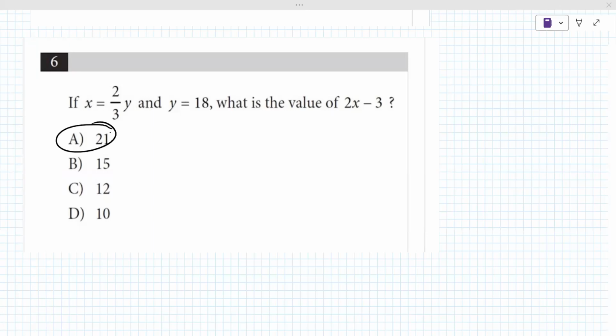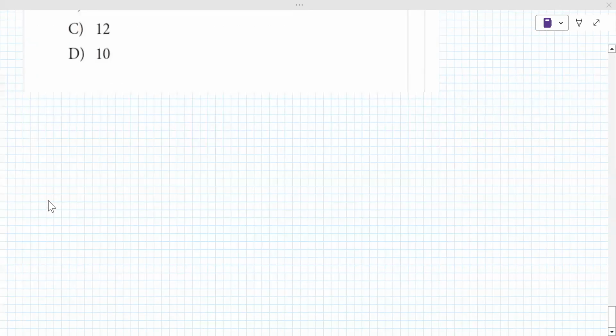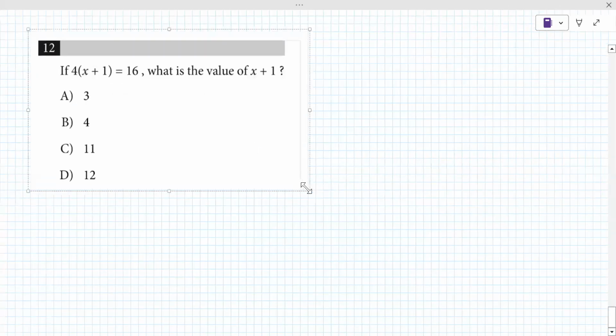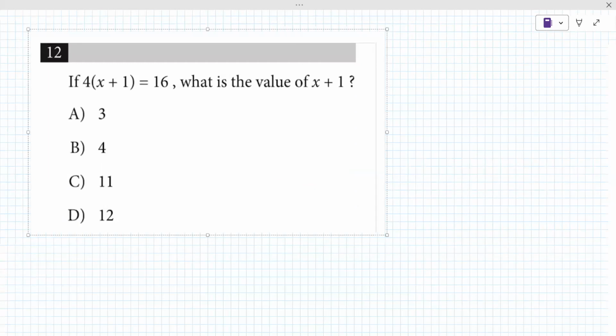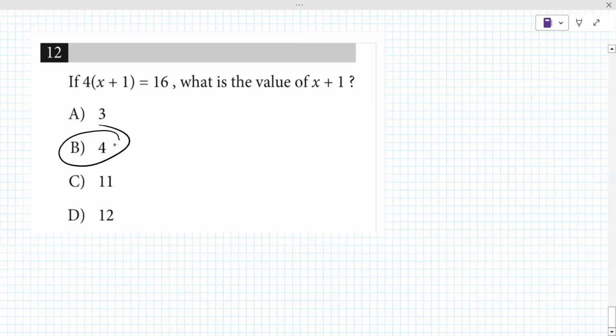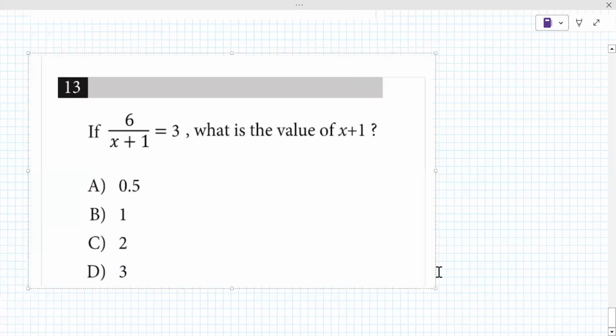You've already kind of done that one, but I'll just snip it in. 4X equals 16, divided by 4, X equals 3, B, 4. Good. All right, last one here. This will truly be our last one. 6X equals 3, value X plus 1, I divide by 2, C, 2.